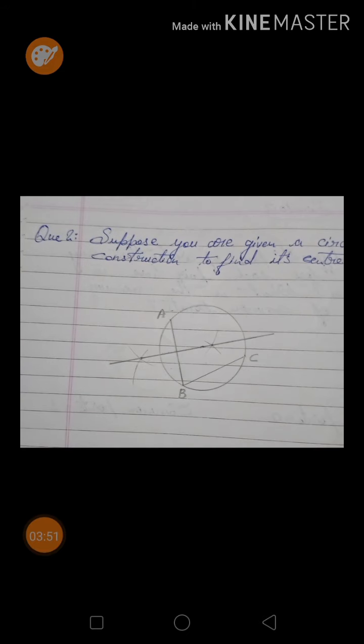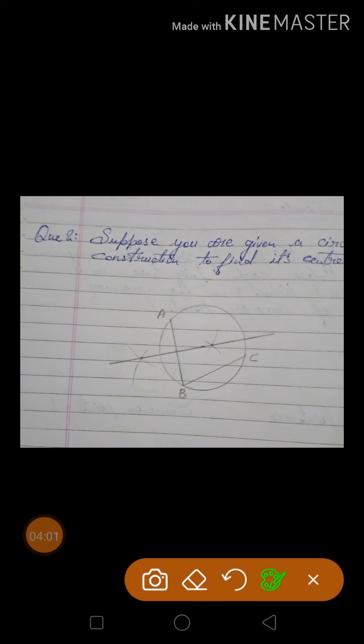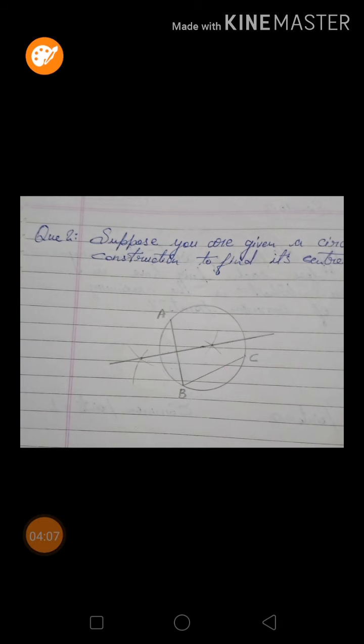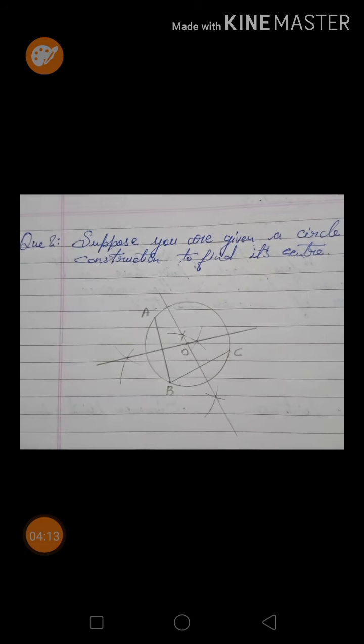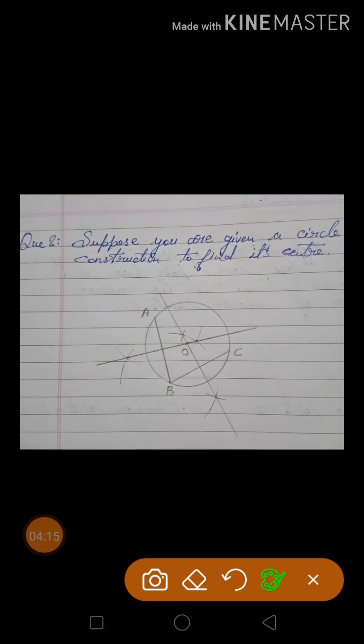Here it is shown. Now in the same way we shall draw the perpendicular bisector of BC also. So here also we shall take radius more than half of BC, like this much. And then from B and C we shall draw the arcs upside and downside. They will intersect each other, then join them. See, this is the perpendicular bisector of BC.